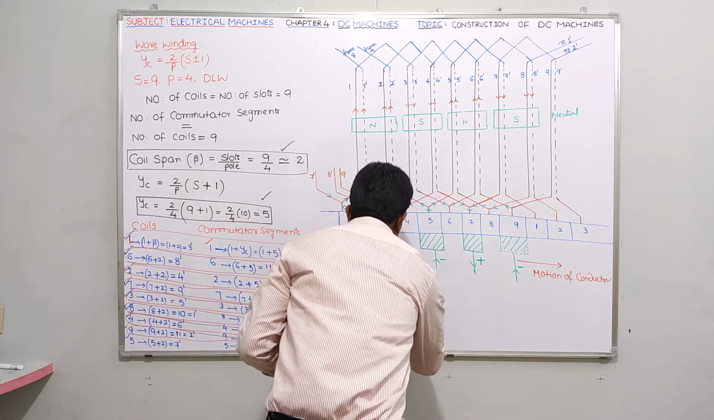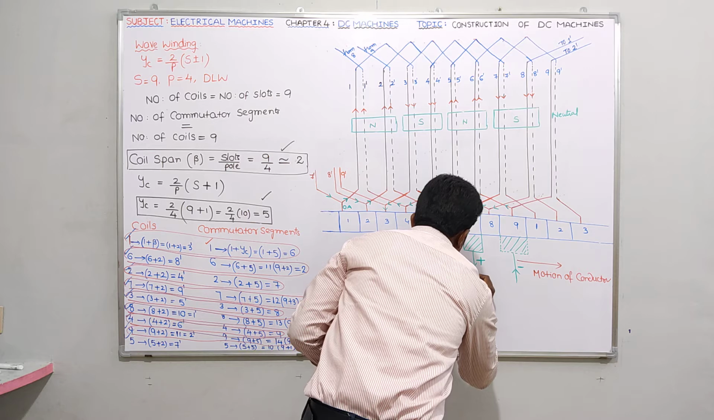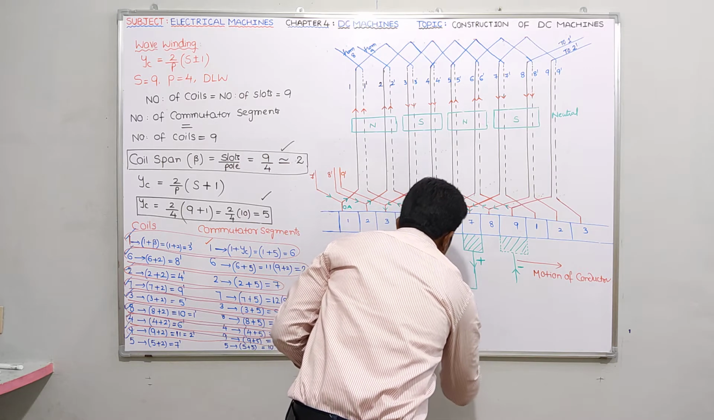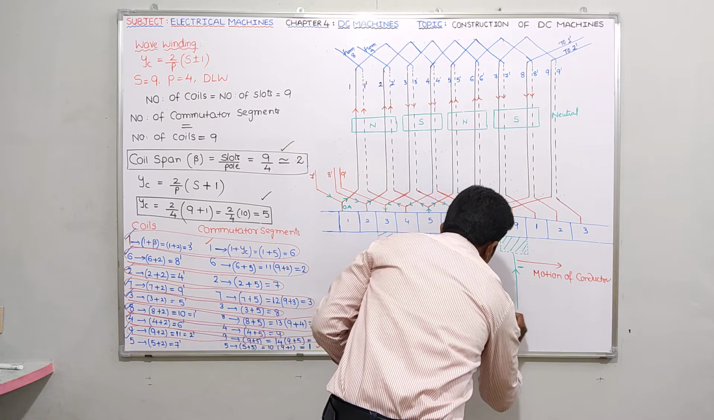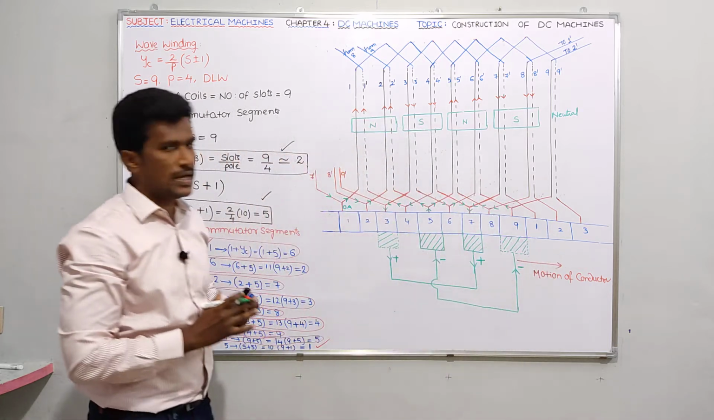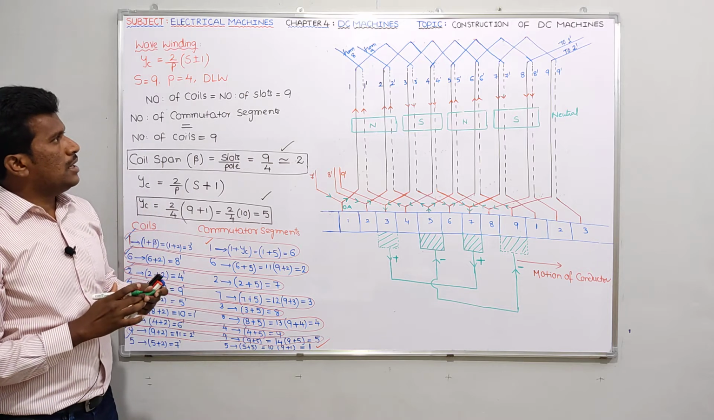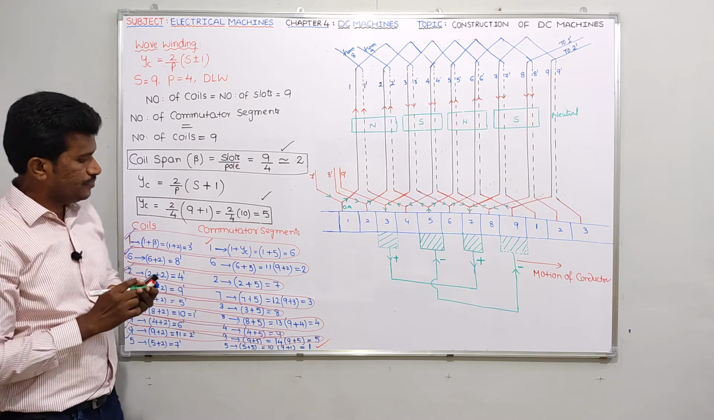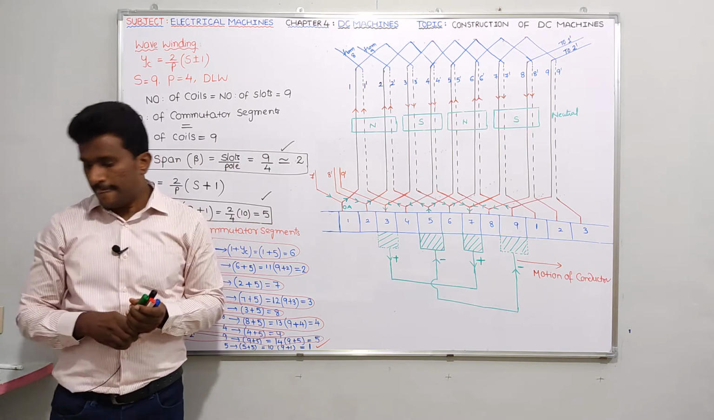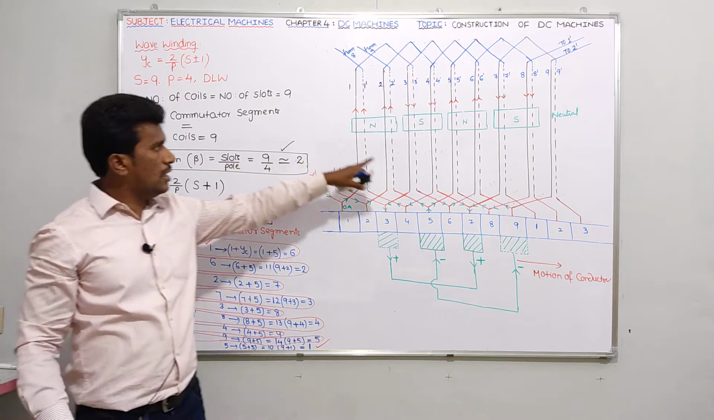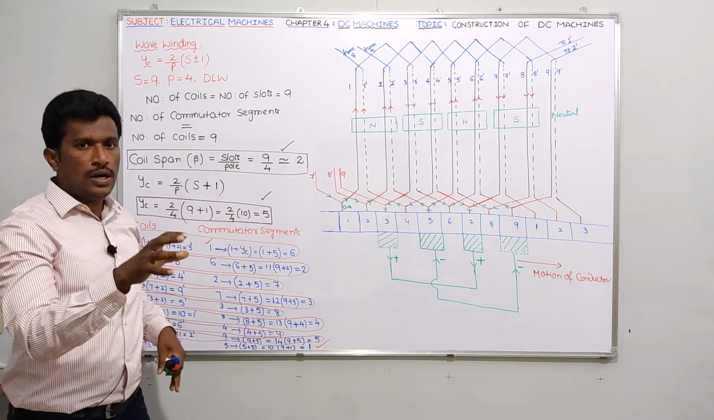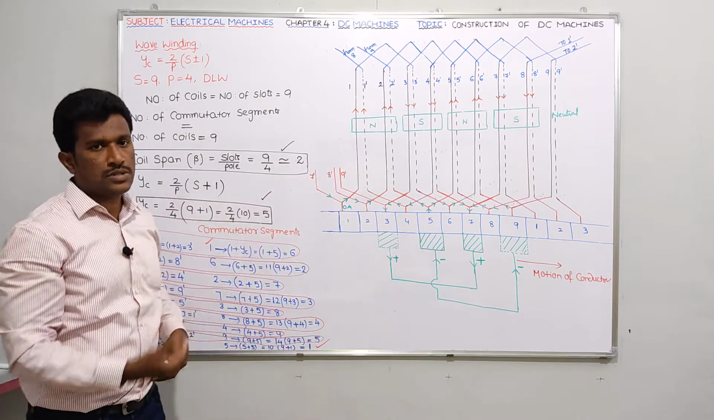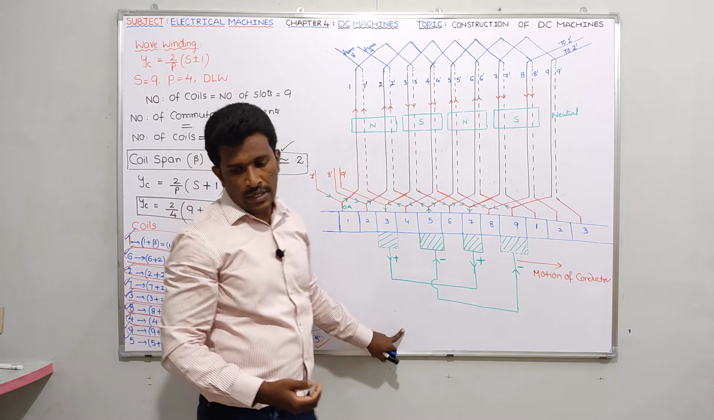So this plus is connected to plus, and this minus brush is connected to minus brush. So ultimately we are going to have two polarities outside. Okay guys, so this is what wave winding design is. Please try to complete this, and after drawing it, press the pause button and copy all those things, and let me give some points here, please note down.